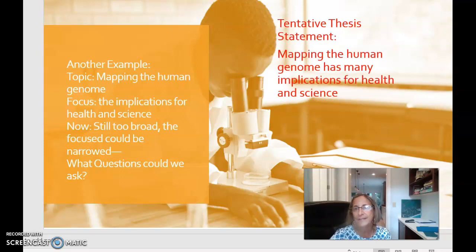A tentative thesis statement for a topic about this might be, mapping the human genome has many implications for health and science. Well, that's sounding pretty good, but we still have to do a bit more work to make it as focused and effective a thesis statement as possible, in order to get a really good writing plan.